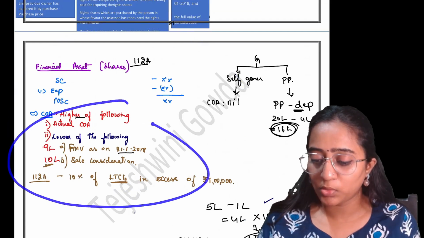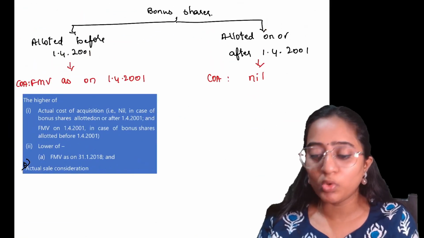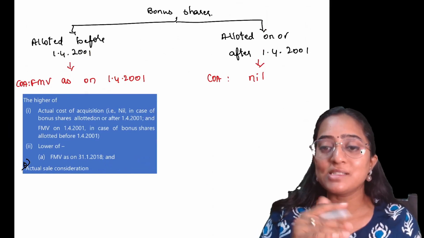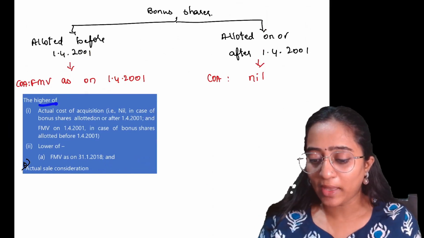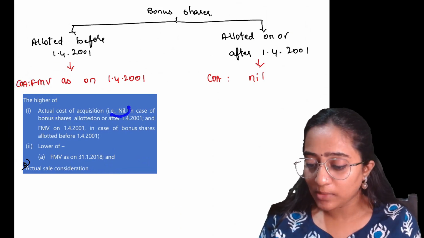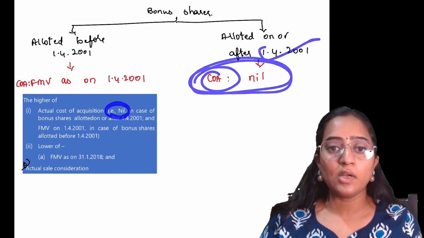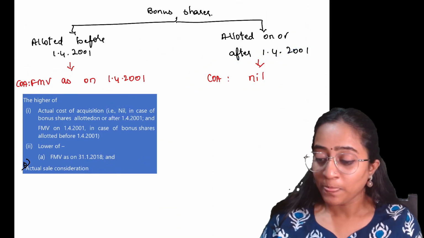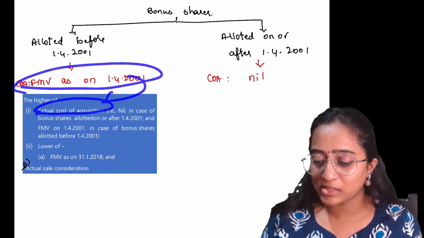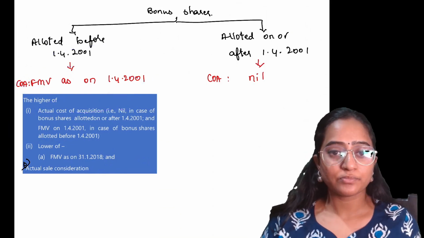The cost of acquisition would be determined in this manner. Similarly, the cost of acquisition would also be determined in a similar manner for bonus shares. Try to understand. If it is considered long-term, the cost of acquisition would be the actual cost of acquisition. This would be nil if it is allotted on or after 1/4/2001, and it would be the fair market value on this date. Actual cost of acquisition would be considered if it is allotted before 1/4/2001.